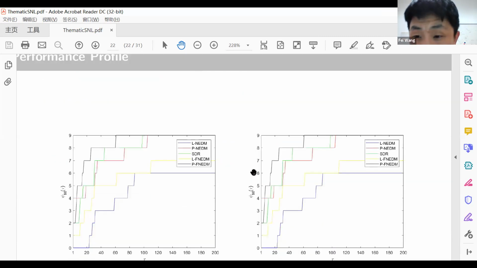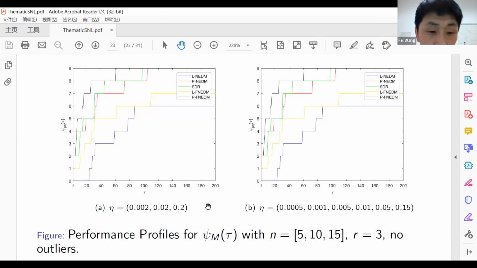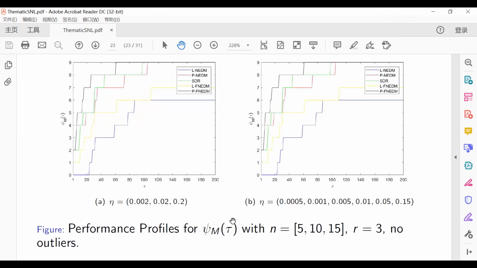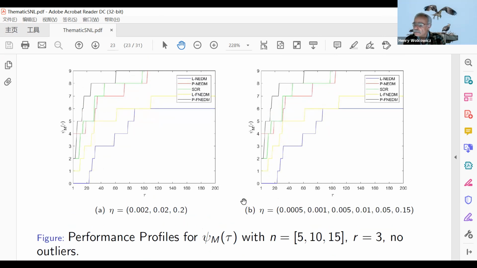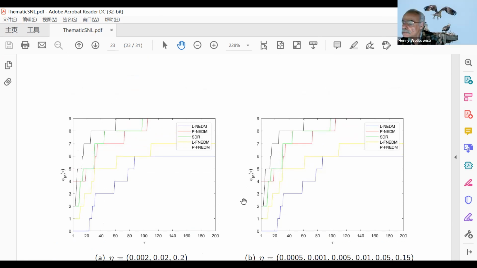So here's the performance profile for this function with no outliers. I think the one on top is the best, right? The one on top is black. So PFNEDM is the best.